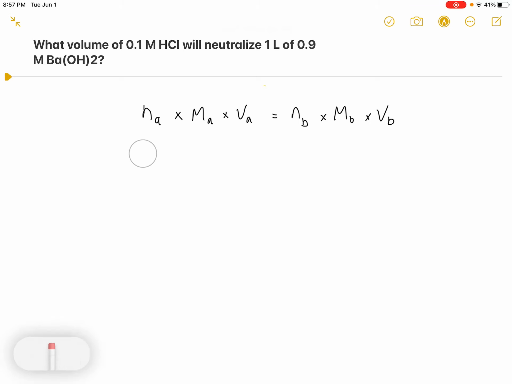Na is the quantity of hydrogen ions per molecule supplied by the acid. Ma is the molarity of the acid. Va is the volume of the acid. Nb is the quantity of hydroxide ions per molecule supplied by the base. The Mb is the molarity of the base. And the Vb is the volume of the base.